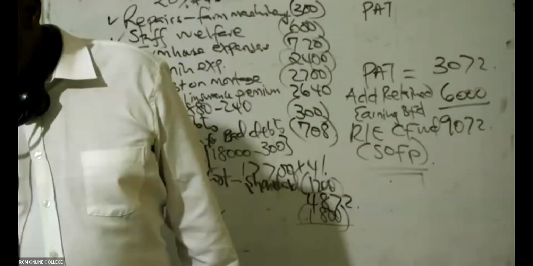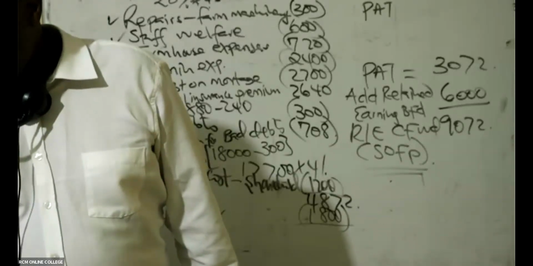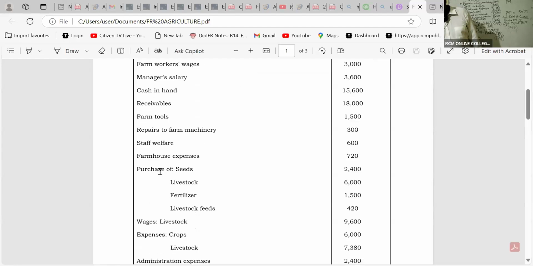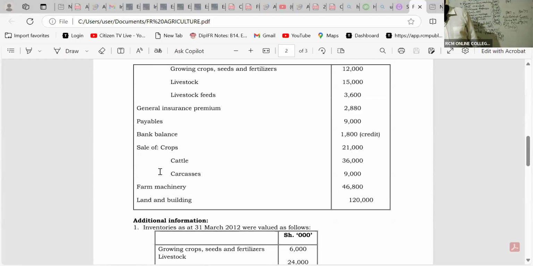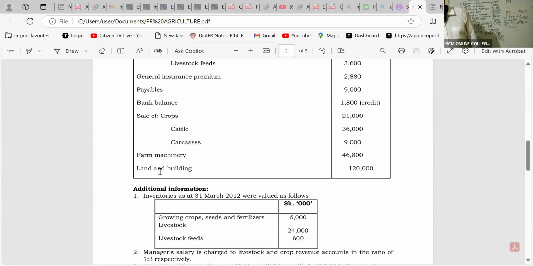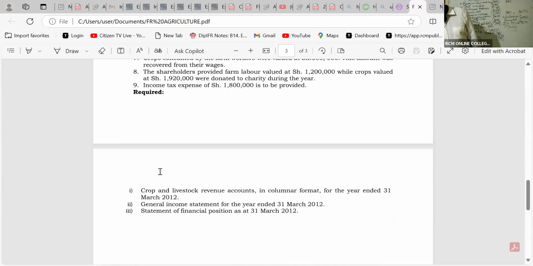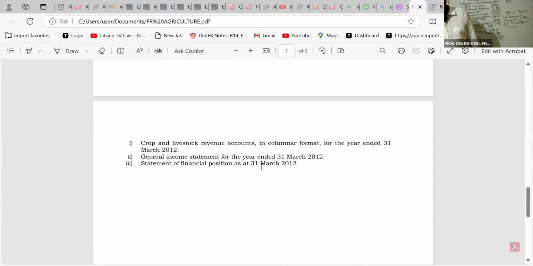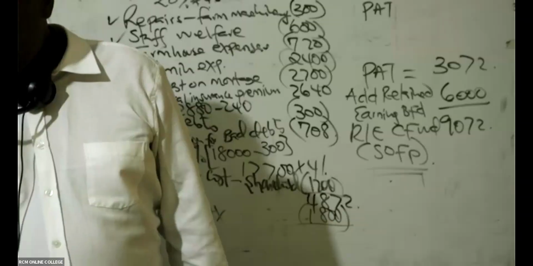The last section of this question is not tough at all. I like the balance sheet because balance sheet has got so many free marks. I will be able to get so many marks for free. Statement of financial position as at 31st March 2012.